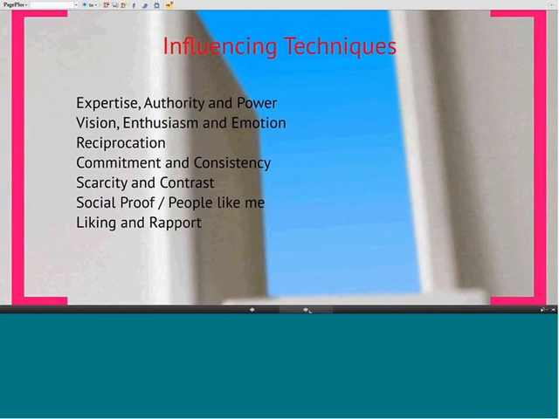So that's the 7 techniques. Expertise, authority and power; vision, enthusiasm and emotion; reciprocation; commitment and consistency; scarcity and contrast; social proof, or people like me; and liking and rapport. There was more information about this in your pack, so we'd like to take a little bit of time now to read through that information and to understand this in a little bit more detail.